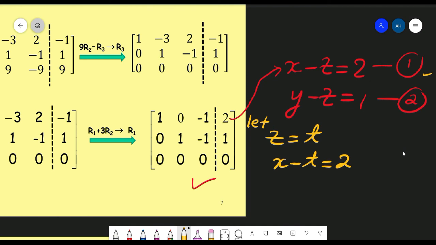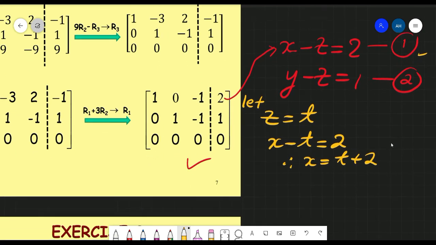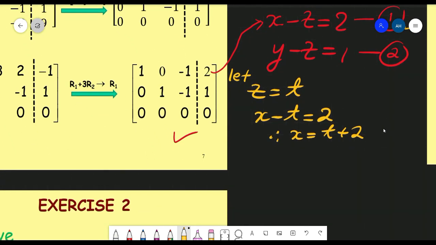Now we can solve for x. Therefore, x equal to t plus 2. That's the value for x. x equal to t plus 2, z equal to t. Now we need one more solution. That is the value for y.